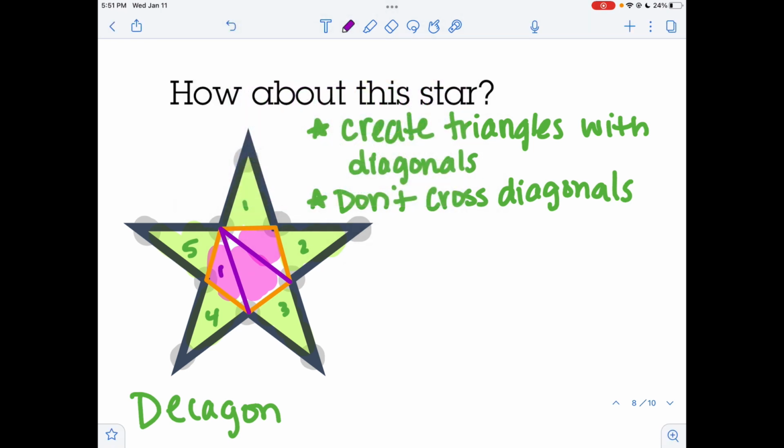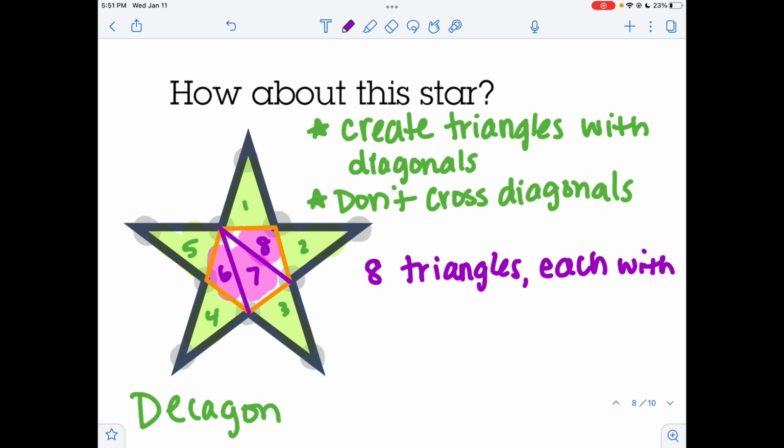So we had 5, there's number 6, number 7, and number 8. So we ended up with 8 triangles. Now remember, the whole point of this was not just to make a fun, cute picture. The whole point of this was to remember that each of those has 180 degrees for its interior angles.